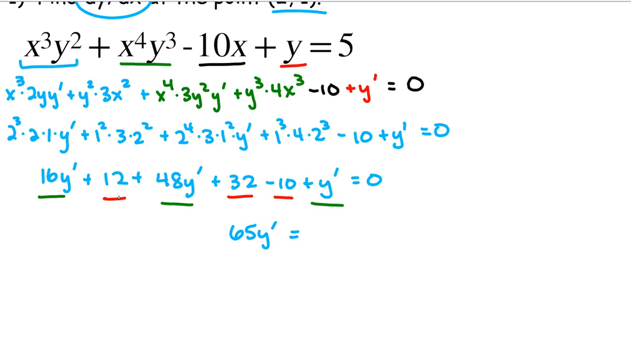So 10 minus 42, that's negative 30. Or 10 minus 44, that's negative 32, right? Negative 34. I should not be trying to do this in my head. Negative 34. Yes? Yes. Okay. And then divide both sides by 65. So we have negative 34 65ths.